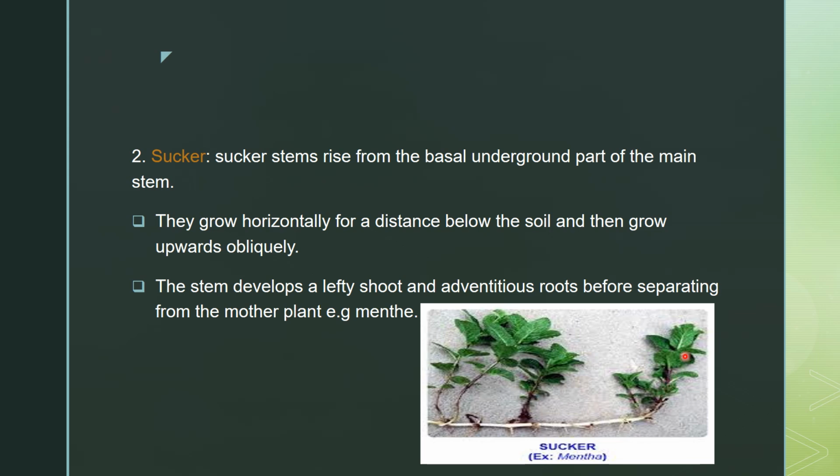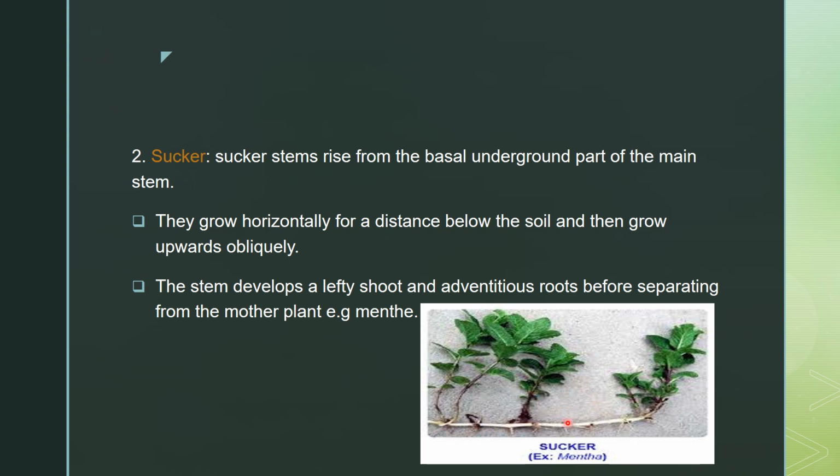The stem develops a leafy shoot and adventitious roots before separating from the mother plant. An example is mint. The mint plant also has a sucker stem. This is the picture below.